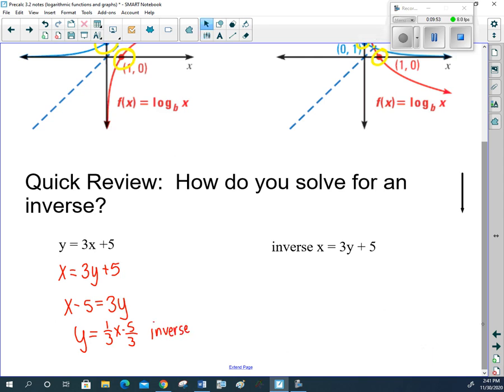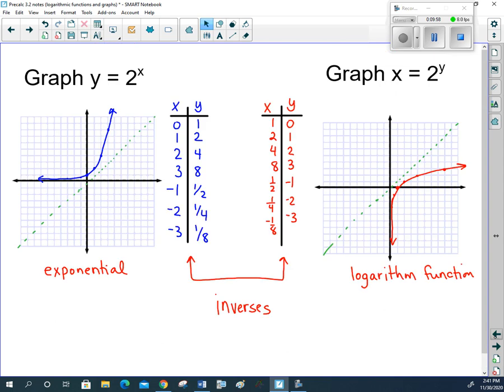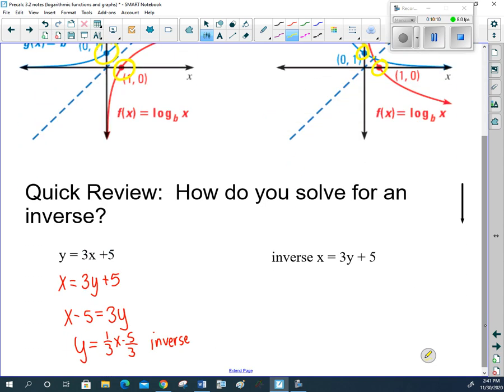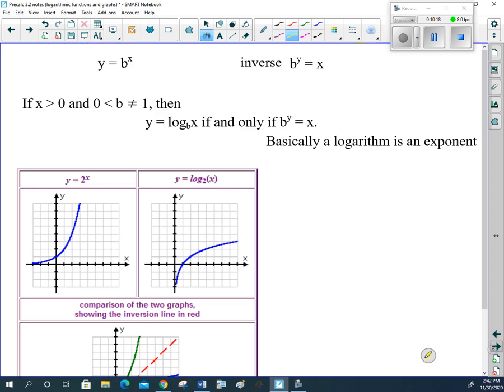Well, the problem is when we do the inverse of an exponential, let's go back to this slide right here. We don't know how to do the algebra on this. How do I make that y equals like I did right here? This was easy to make y equals. I just move the 5 over, divide by 3. That's where the logarithm comes into play.